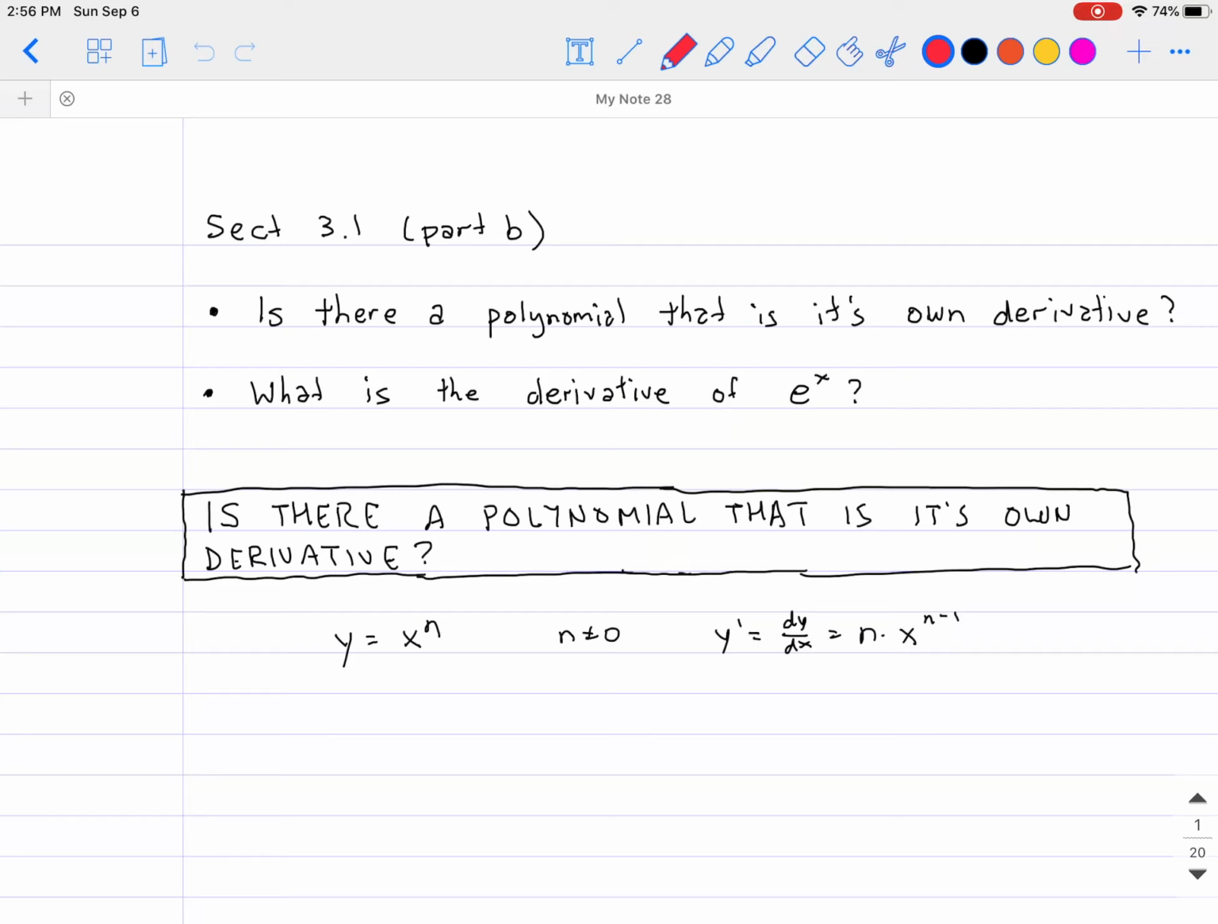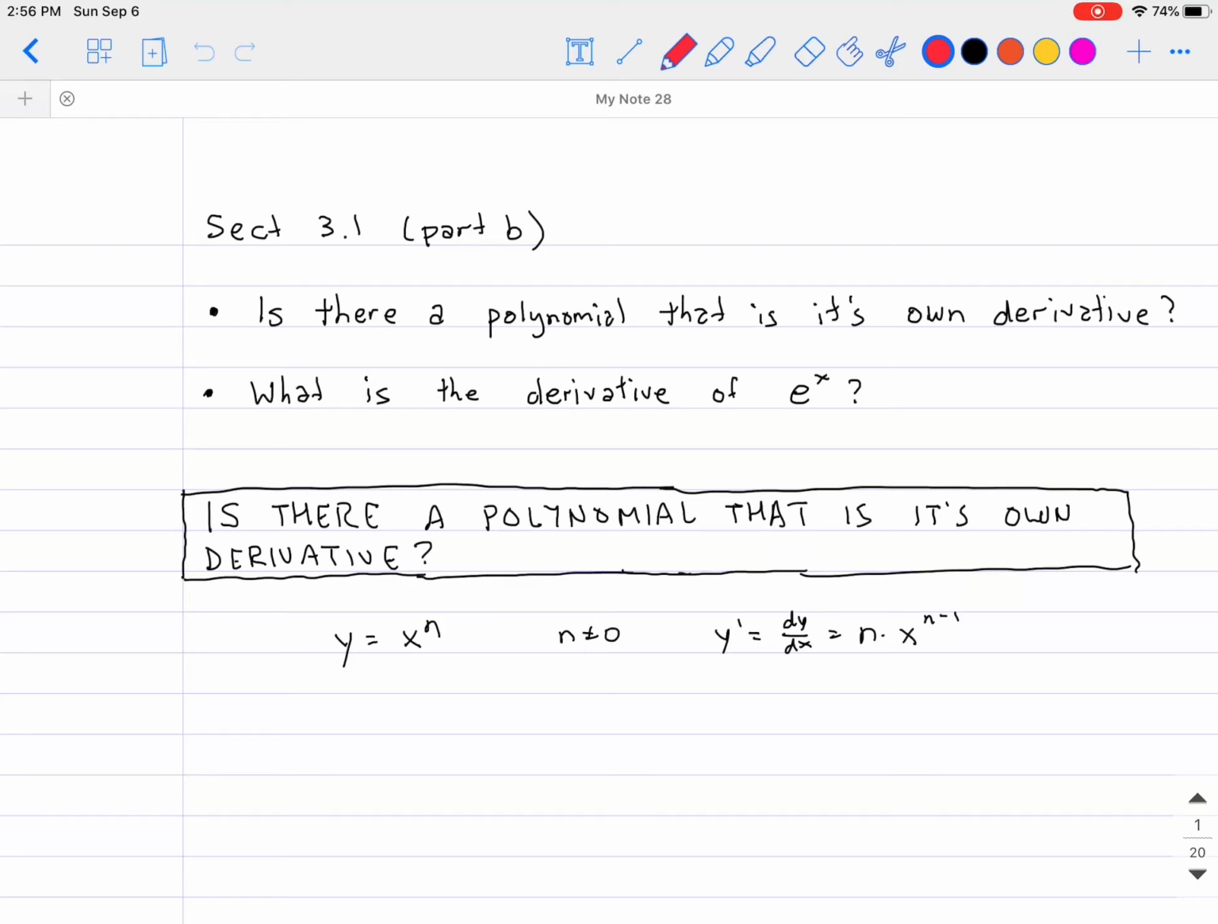Hello, everybody. Welcome back. Today we will be talking about a subsection of section 3.1, and this is basically after the talk that we had about the power rule, something that I need to sneak in there because I didn't realize that this was actually going to happen until the very last minute.